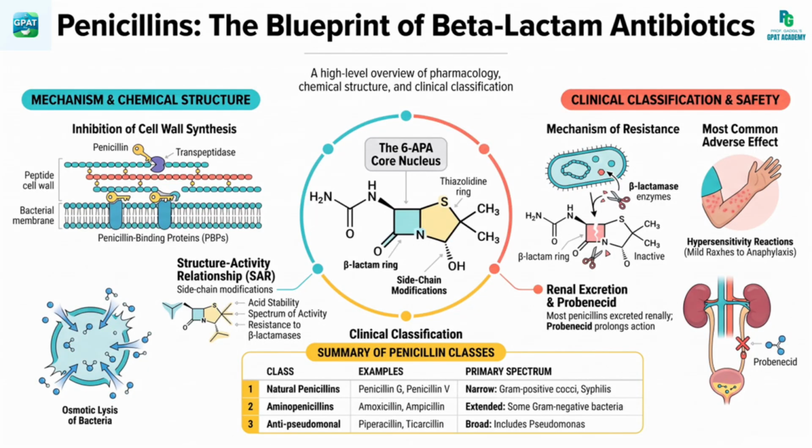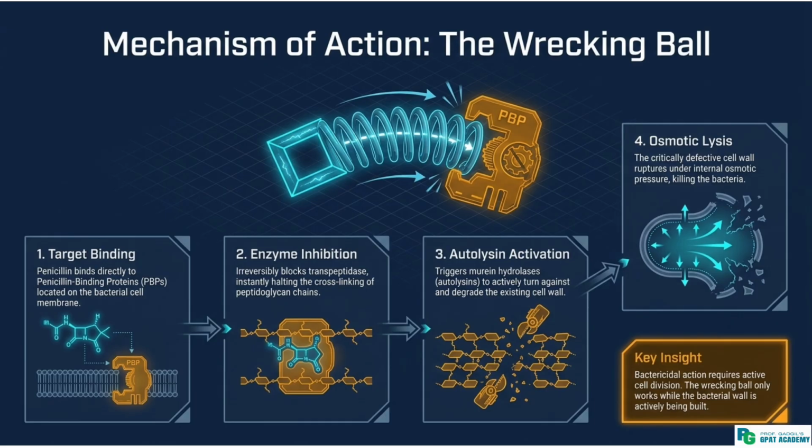Today we will discuss the pharmacology and chemistry of penicillins. Penicillins are beta-lactam antibiotics originally derived from the fungus Penicillium chrysogenum. They are bactericidal and act by inhibiting bacterial cell wall synthesis. Penicillin binds to penicillin binding proteins, the enzymes involved in peptidoglycan cross-linking.